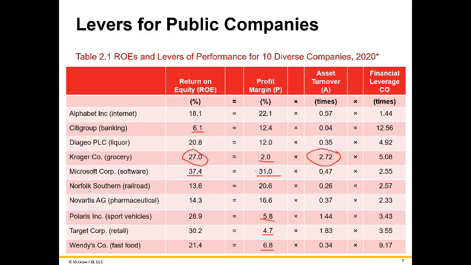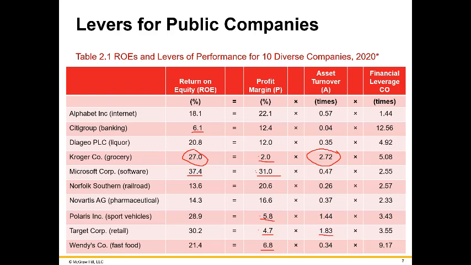Product every day comes in the back. They stock it out on the shelves. It goes out the front door. So lots of volume, right? What's the business model of a grocery store? Low margin, low markup, high volume, right? They make up for it on volume. So there you see the strongest asset turnover, almost 3.